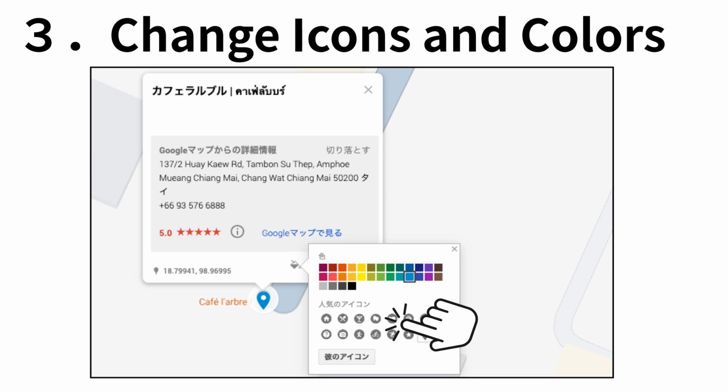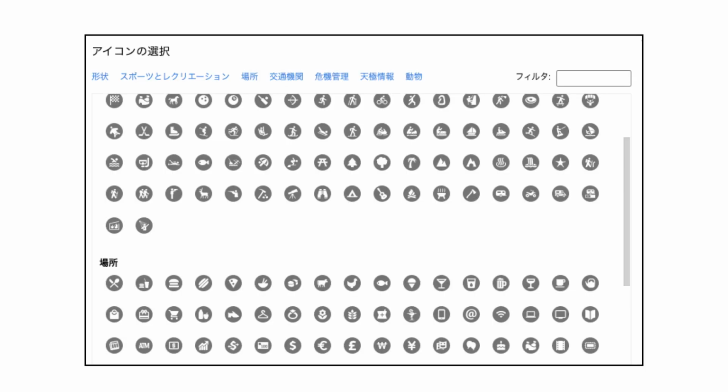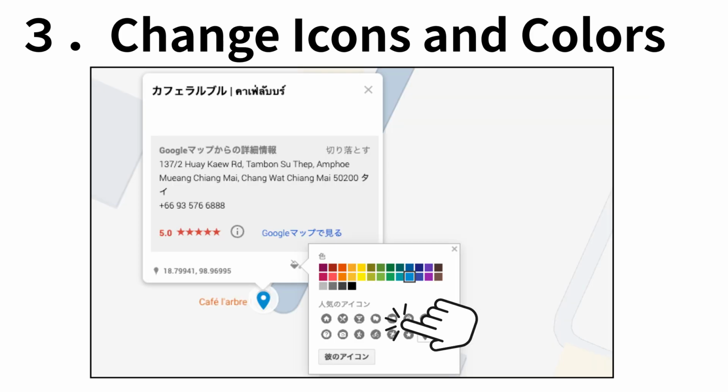Next, we'll change the icons and colors on the map. Next, choose an icon for the map. From the list of place categories, I selected the coffee cup icon. Now it's clear on the map that this place is a cafe. From the list of place icons, select the cup symbol that represents a cafe. Finally, click OK to complete the icon change.